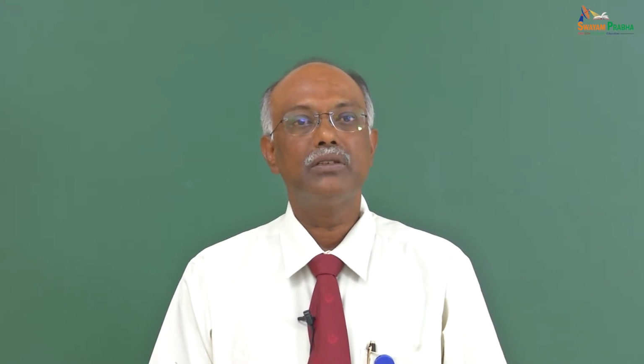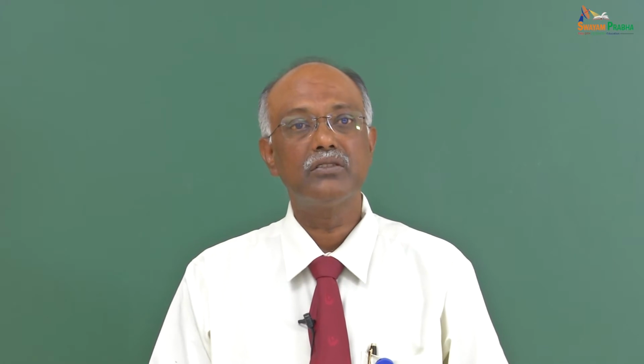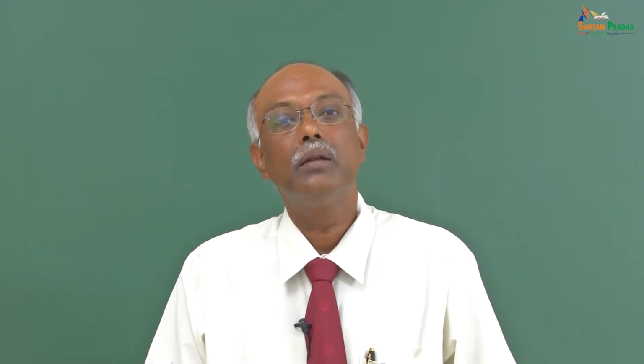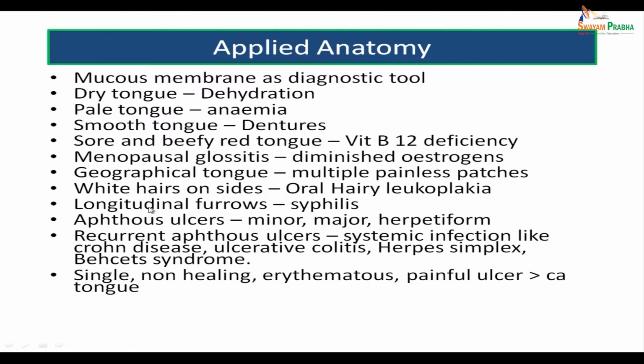And sometimes in a condition called oral hairy leukoplakia, there is white hair on the sides of the tongue, and this is a classical incidence of EBV, Epstein-Barr virus infection in patients with HIV. So this kind of oral hairy leukoplakia is seen in patients with HIV. Longitudinal furrows on the dorsal surface of the tongue are indicative of syphilis.